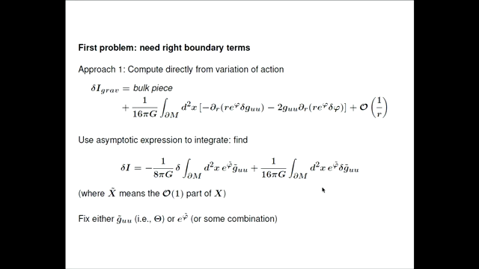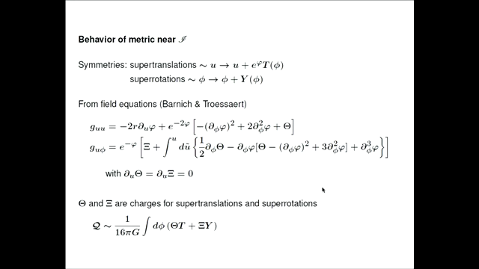Yes? I just had a question before you get to that. In 3 plus 1, what's the analog of superrotations? You don't hear about them in connection with the BMS group. Right. So in 3 plus 1 dimensions, a superrotation is a meromorphic transformation of the 2-sphere at infinity. So there aren't any holomorphic transformations except for the ordinary rotations. If you allow poles, then you can generalize the BMS group to get additional superrotations.